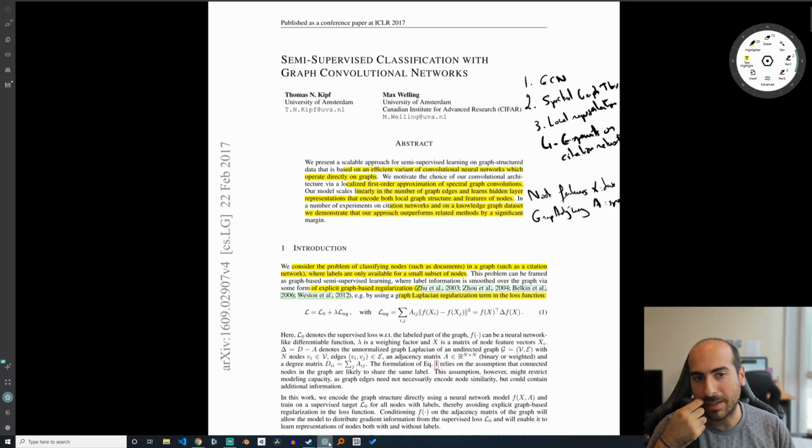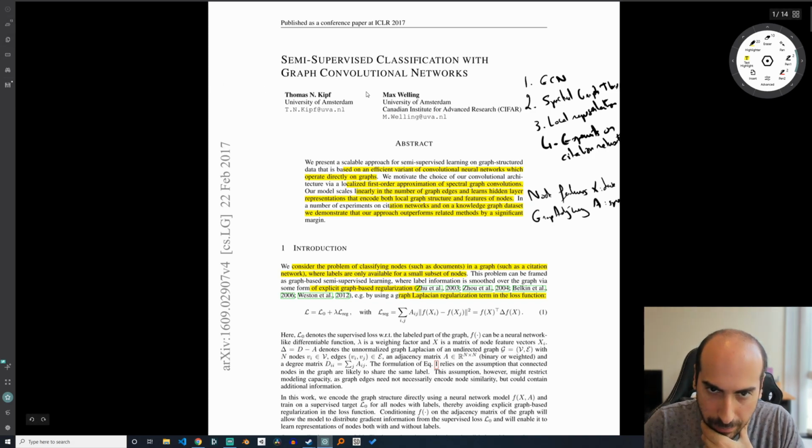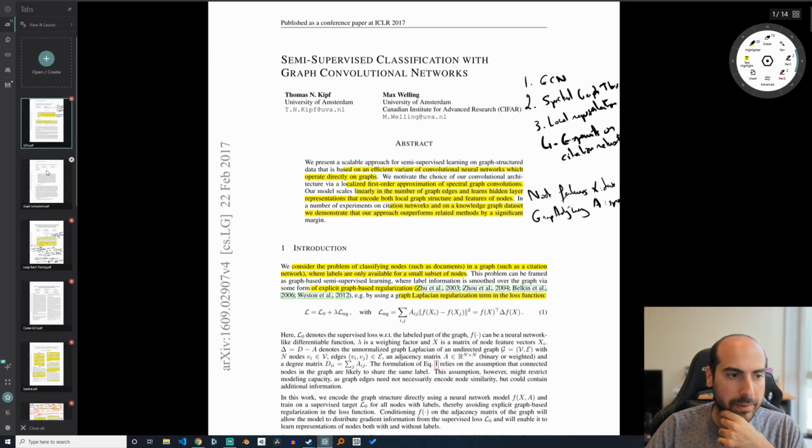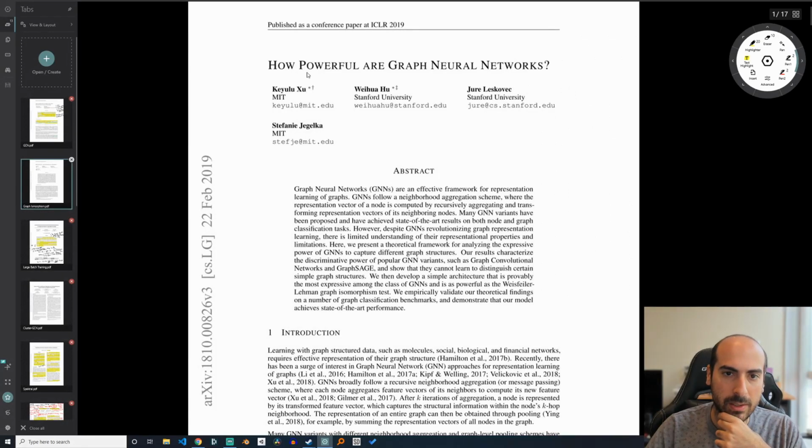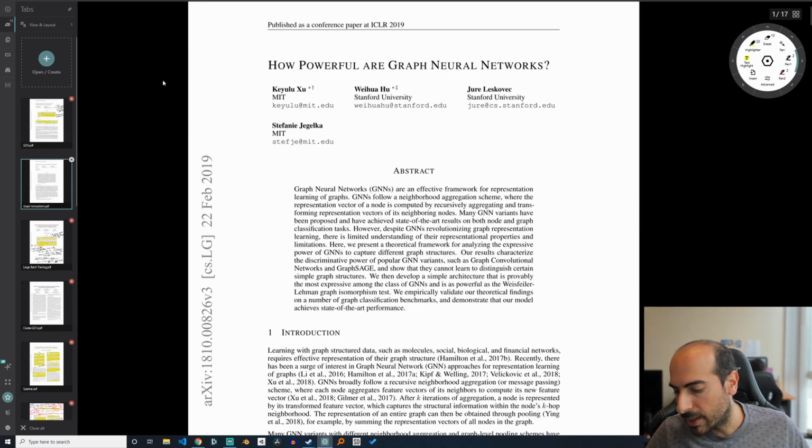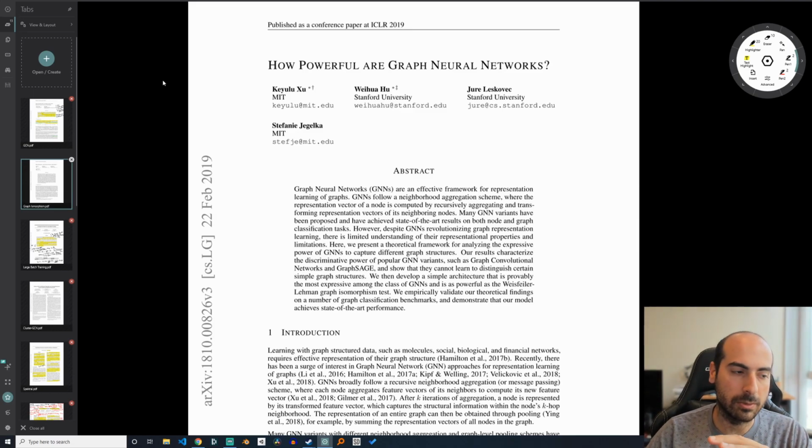So today what I want to talk about is two papers. I want to talk about graph convolutional networks, which is this paper by Thomas Kipf and Max Welling. And then the second paper I want to talk about is "How Powerful Are Graph Neural Networks?", which is going to cover a framework called graph isomorphism networks. These are interesting because they're two very different paradigms of graph neural networks.